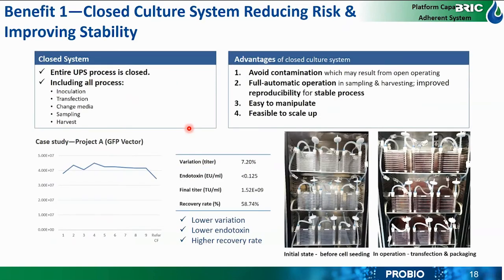And when using the adherent cell factory system, there are a lot of open operations. So GenScript has developed a closed system that can avoid cross-contamination, with fully automated operation for multi cell factory operation. It is easy to manipulate and also easy to scale up. Using this system, we can operate inoculation, transfection, medium change, sampling, and harvest all in this one system.